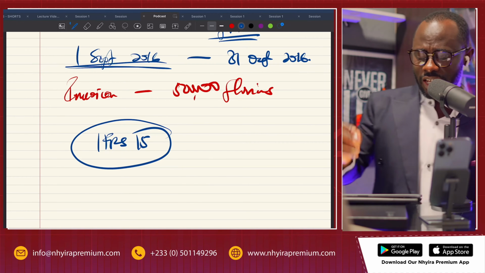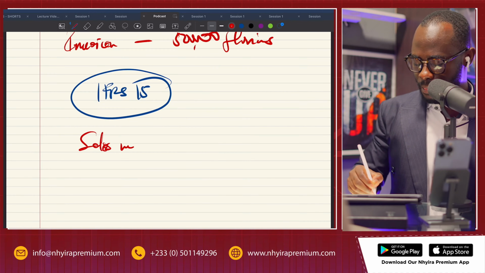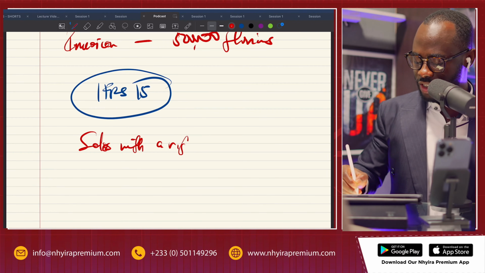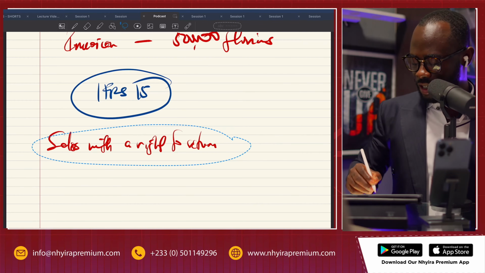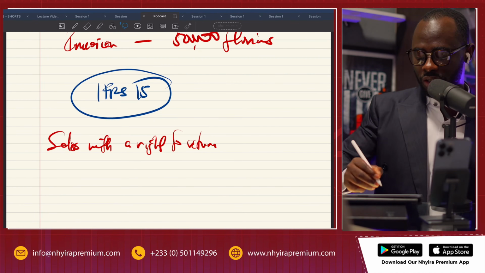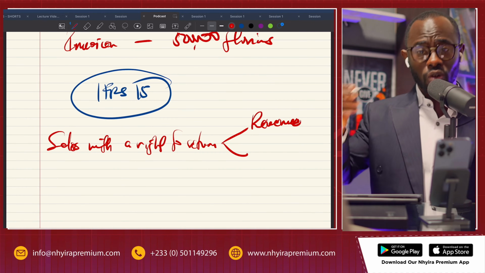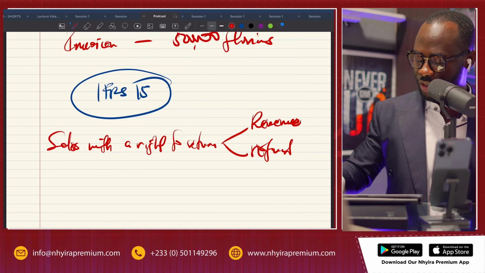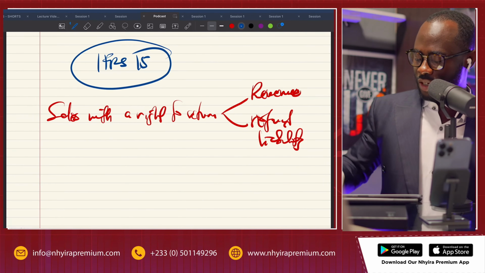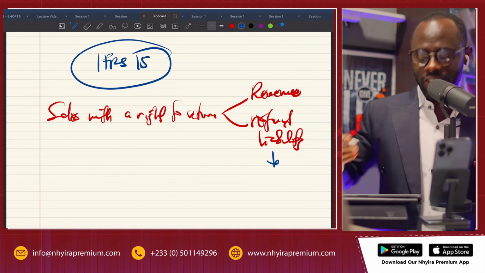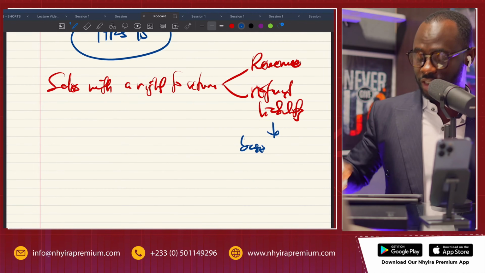So you got to understand that immediately we see a transaction like that, sales with a right to return, it means that there are two things we have to do. Number one, we need to recognize the revenue, and then we have to also recognize a refund liability. Stay with me carefully. The refund liability will be based on the best estimate of the entity on the probability of the goods being returned by the customer.